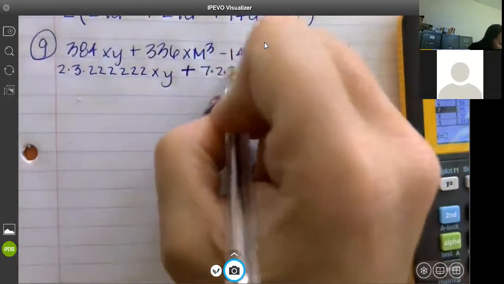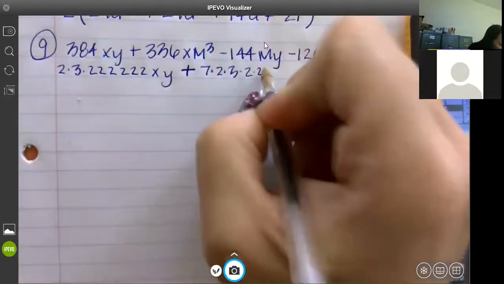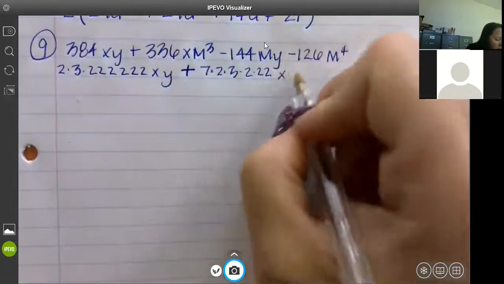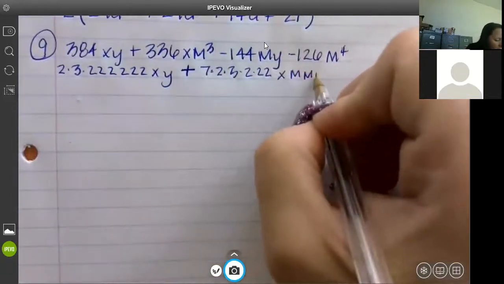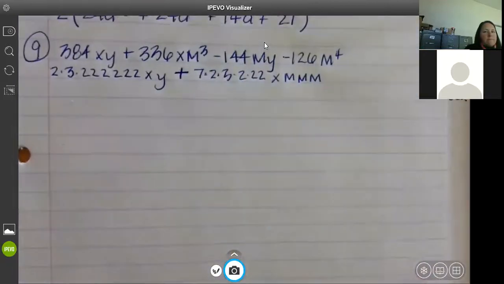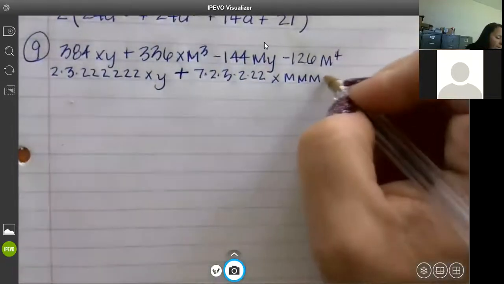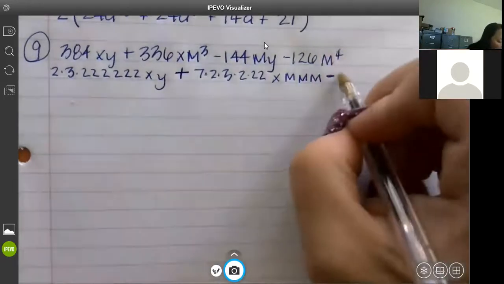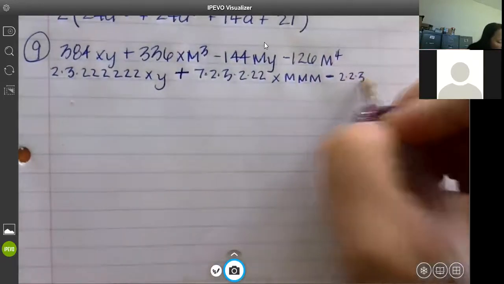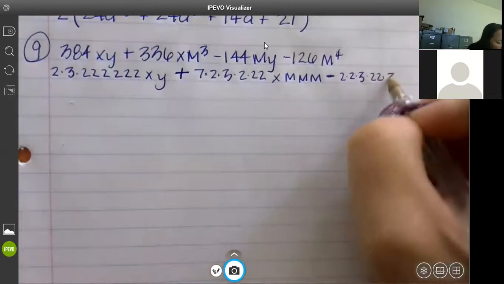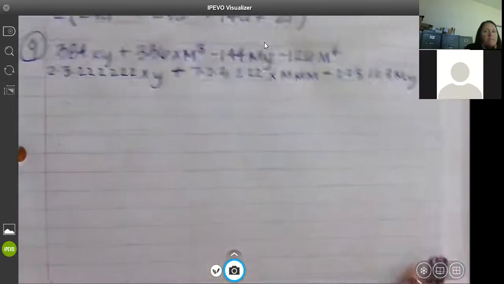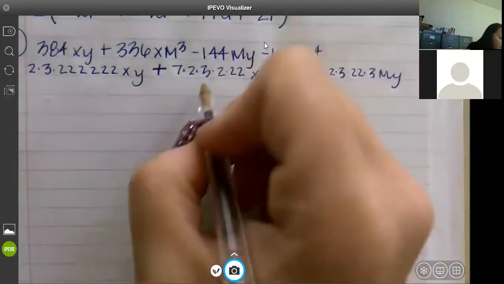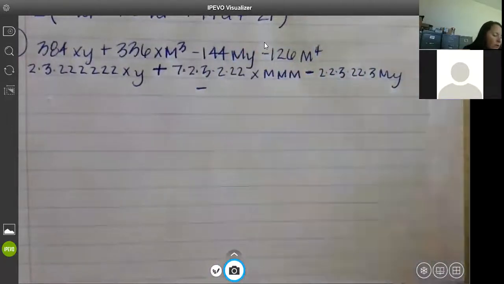6 is 2 and 3. 8 is 2, 2, 2. We have an X and 3 M's. See if any factors of 144. 12 and 12. 12 is 2 and 6, or 2, 2 and 3. 2, 2 and 3. MY. And then I need to make another line because I'm running out of room.